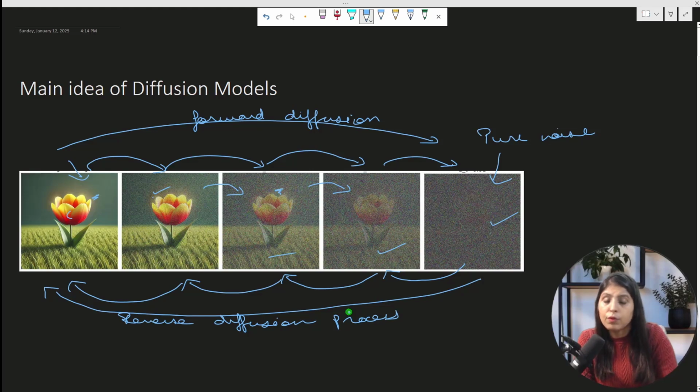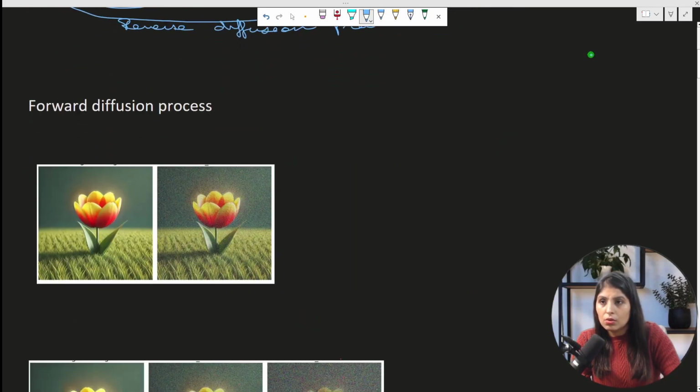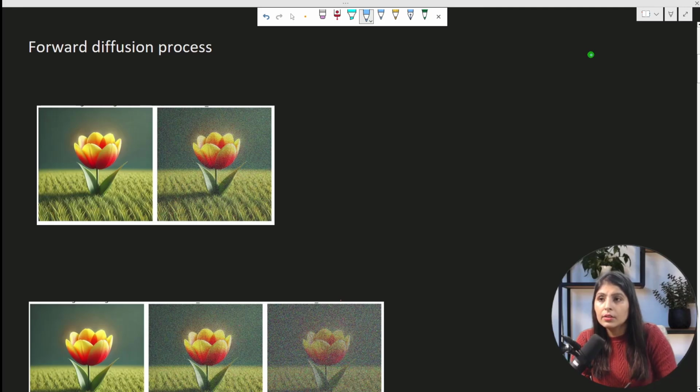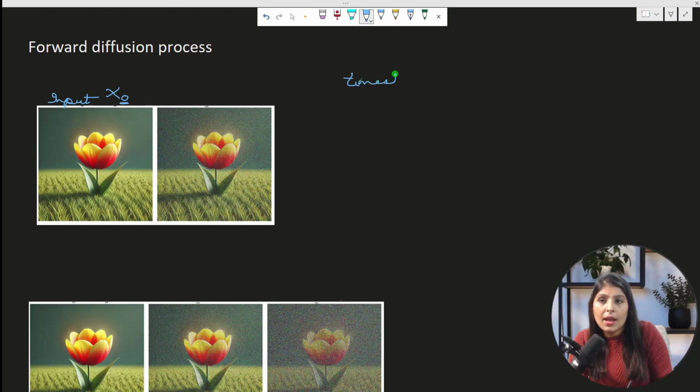So let's start with the forward diffusion process. Look at this image. Here, this is our input image. We can write it like this, x0. Okay, 0 over here means time step. At time step 0, this is our image. So this is a clean image, no noise added to it.